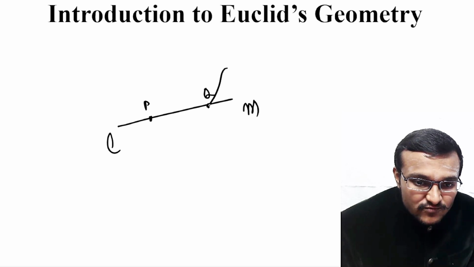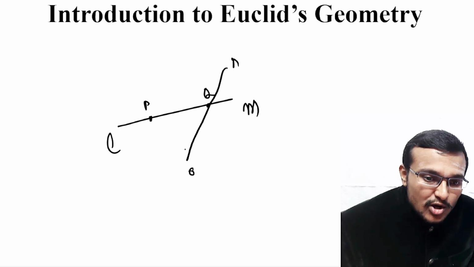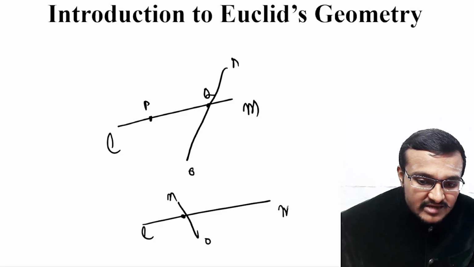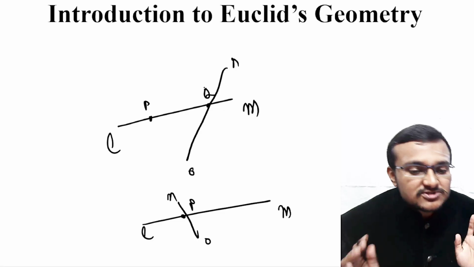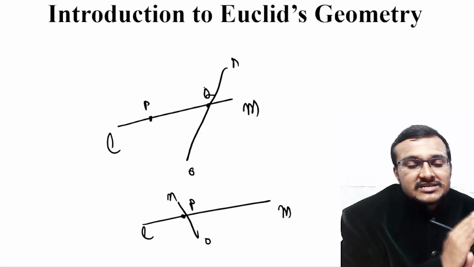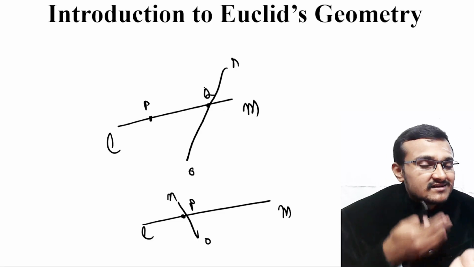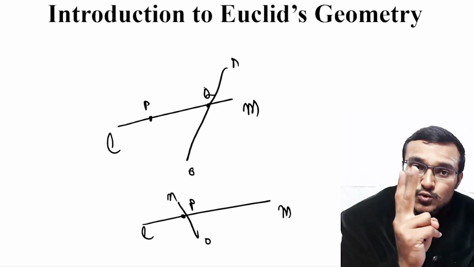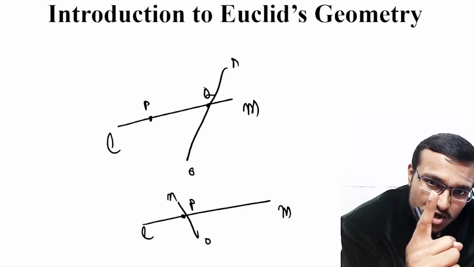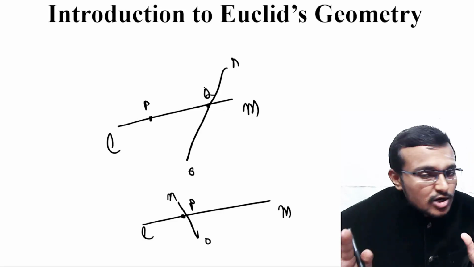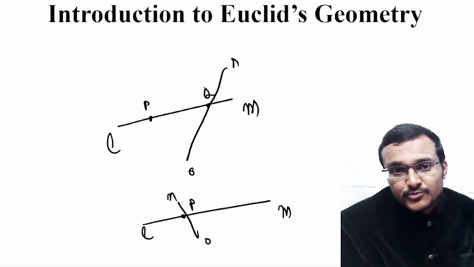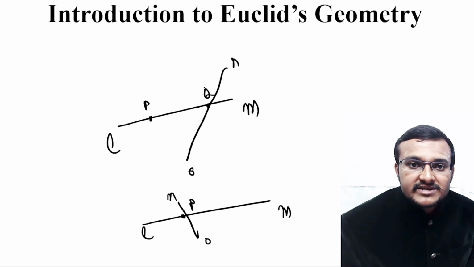Here either NO can pass through the point P or NO can pass through the point Q. At a time it cannot pass through both P and Q. If it passes, then NO is no more a straight line. That's why two distinct lines can have only one common point. More than one common point they cannot have. That is what this theorem states, and we have proved that using axiom 5.1.